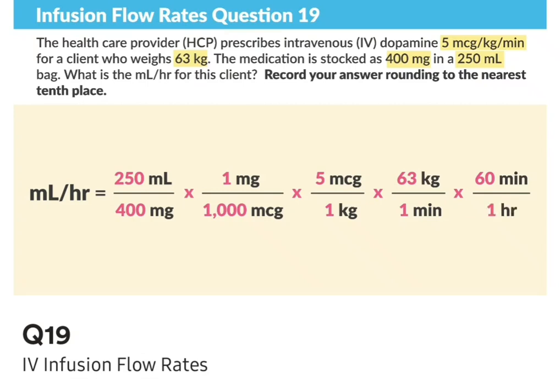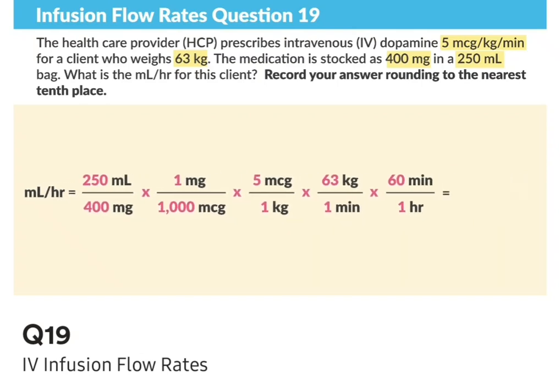Now, as you can see, normal dimensional analysis, we're just trying to block each other out. So, as you can see, we have the milligram on bottom and a milligram on top, and a microgram on top and a microgram on the bottom. We're just trying to cross each other out. So, in the end result, we're getting milliliters per hour.